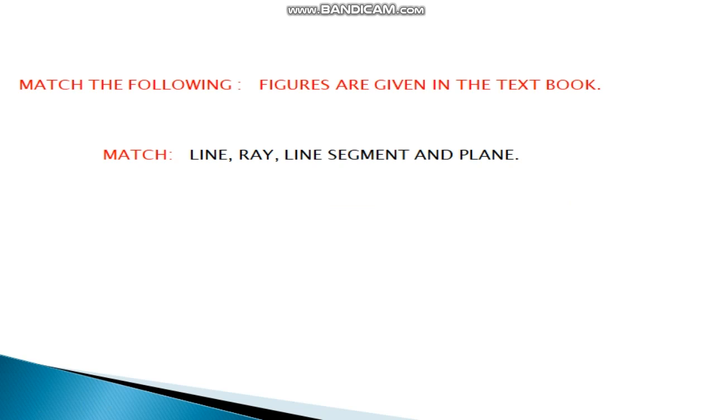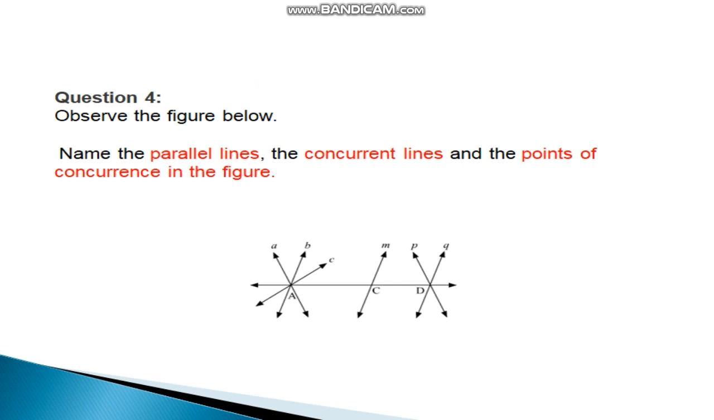Now the match the following question is there in your textbook. Line, ray, line segment and plane. Figures are there. You have to match the figures with line, ray, line segment and plane. That you do in your maths notebook. This is the last question in your textbook. From this particular figure, you find out parallel lines, concurrent lines and points of concurrence in the figure.